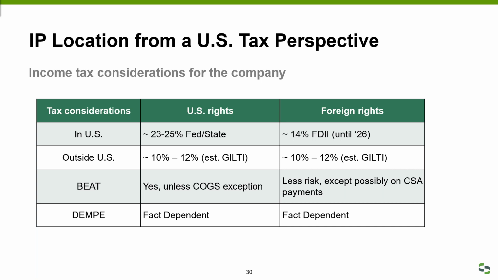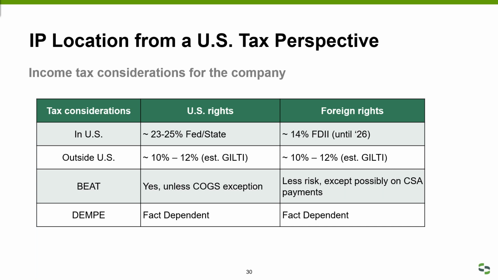IP location from a U.S. tax perspective, what's changed? There are opportunities to do R&D offshore and to locate IP offshore. So let's look at the numbers. If you have U.S. rights today and you're exploiting them in the U.S., your rate can be anywhere from 23 to 25%. If you're going to take those rights and exploit them overseas through export, that can be as low as around 13 1/8 or 14% under what we call FDII, or foreign-derived intangible income. So there are some real export subsidy opportunities here for those companies that are exporting out of the U.S.